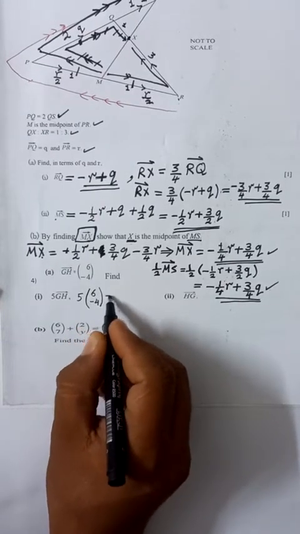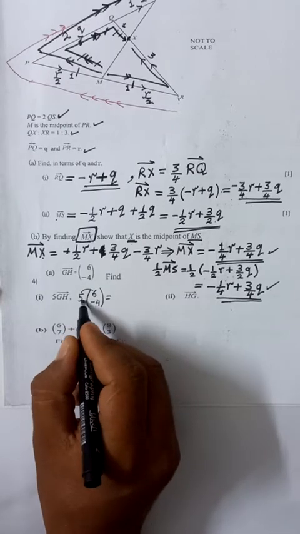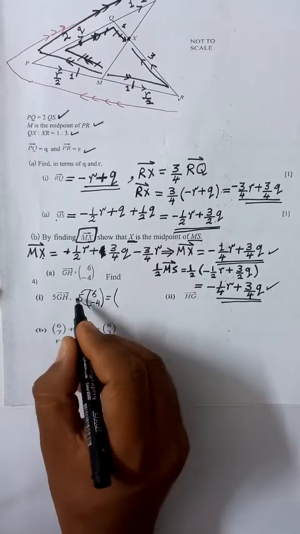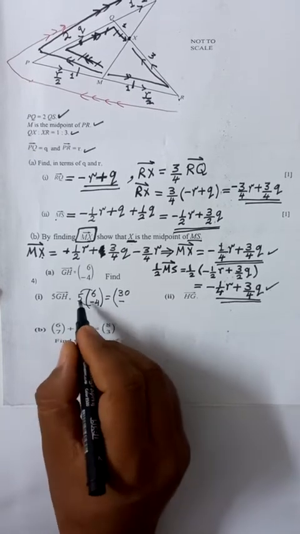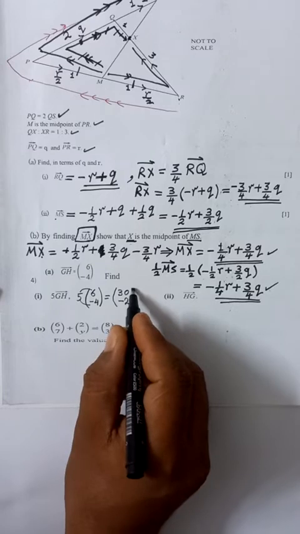What you do is just multiply the horizontal component and the vertical component by 5. So it looks like this. 5 by 6 is 30, positive by positive is positive, positive by negative is negative, and 5 by 4 is 20. This is the answer.